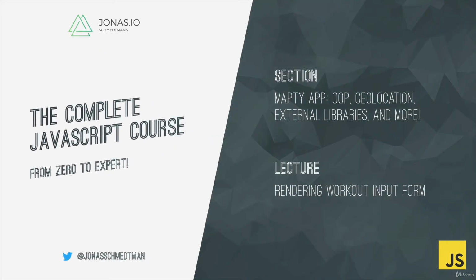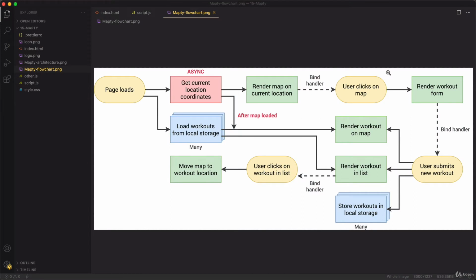All right, so let's now render the workout input form whenever the user clicks on the map. And just to make sure that we're still all on the same page, right now we basically have an arrow pointing from here, when the user clicks on the map, to render a workout on the map, which essentially is the marker that we put on the map in the last video. So right now, when the map is clicked here, then a marker appears on the map.